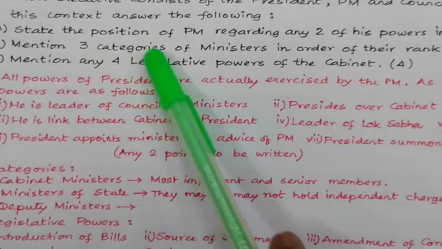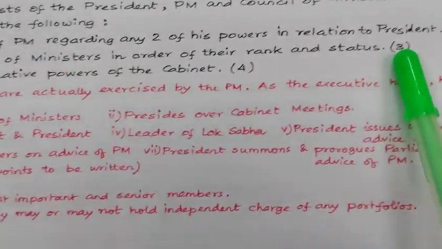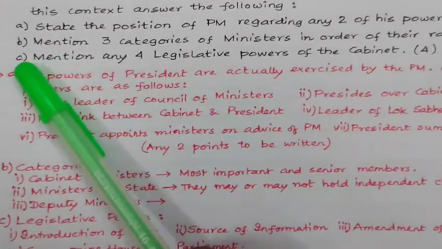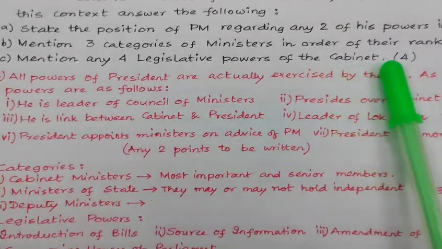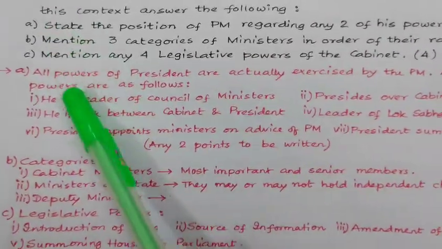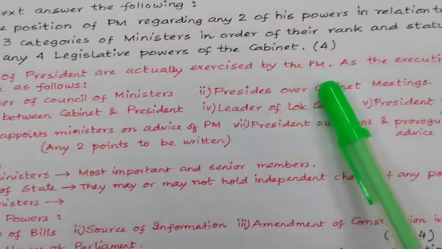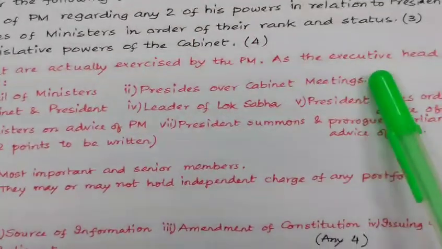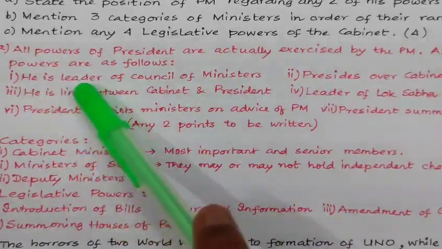B is mention 3 categories of ministers in order of their rank and status. This is also a 3-mark question. C is mention any 4 legislative powers of the cabinet. This is a 4-mark question. Now the answer for A is: all powers of the President are actually exercised by the Prime Minister. As the executive head, his powers are as follows.